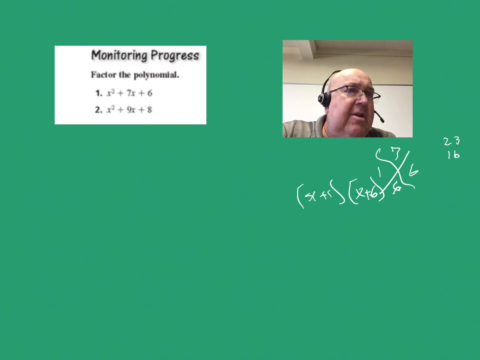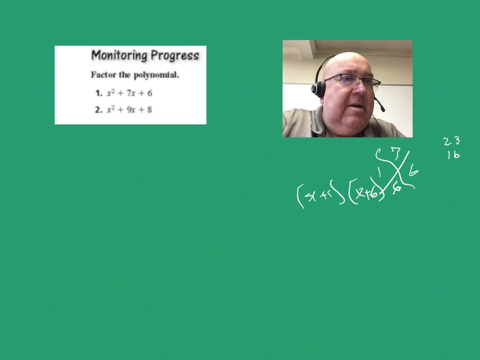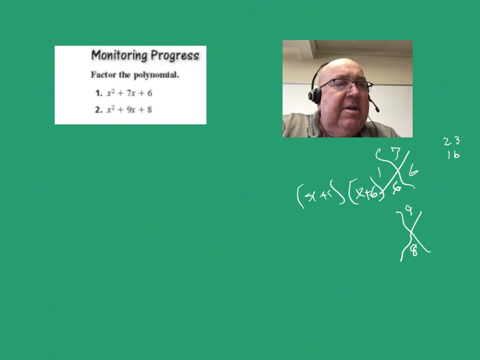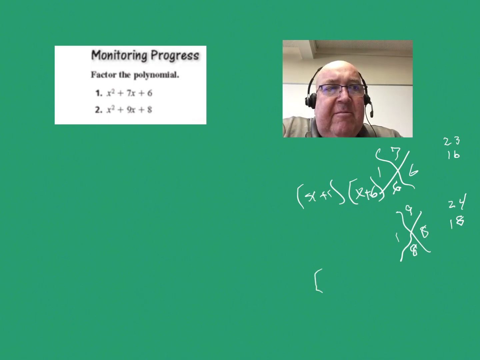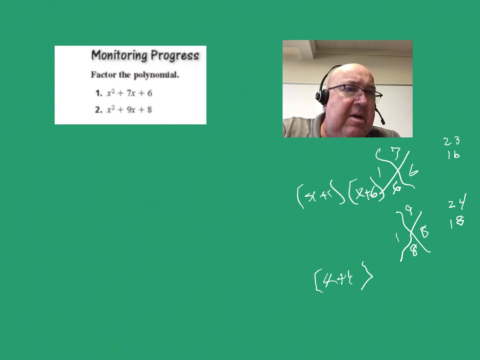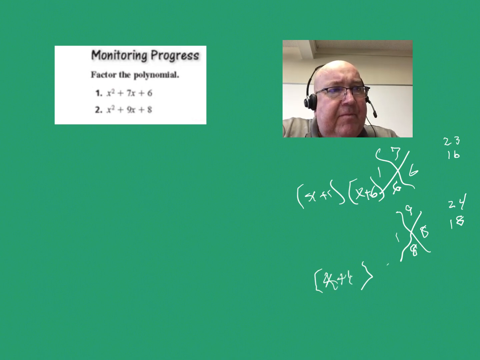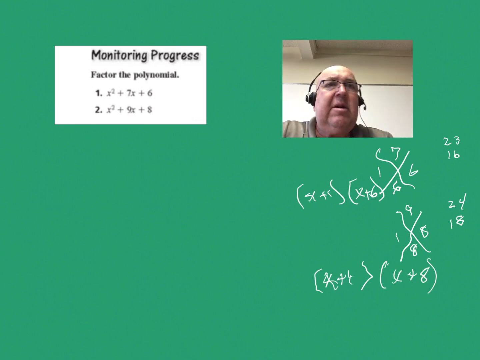Okay, looking at our next problem, we've got 8 and we've got 9. So things that multiply to equal 8, 2 and 4 and 1 and 8. So these were pretty simple examples. We'll have more. X plus 1, x plus 8.